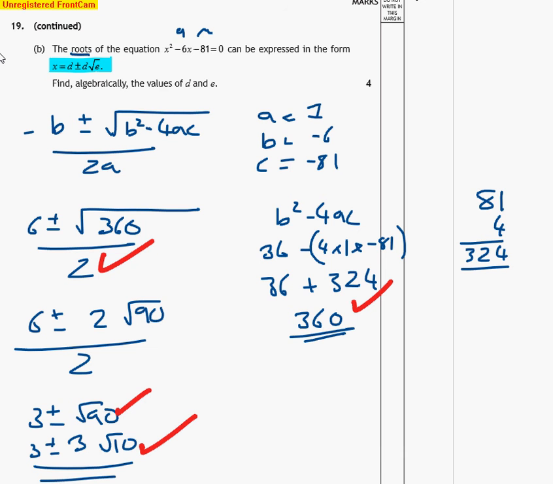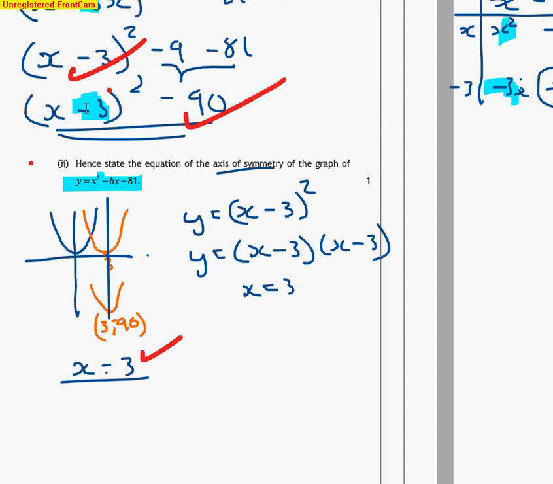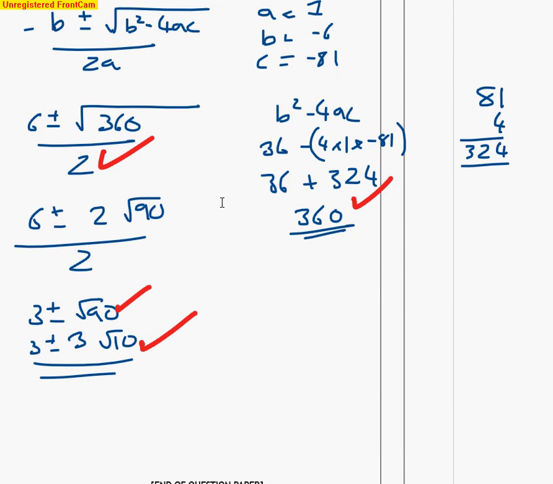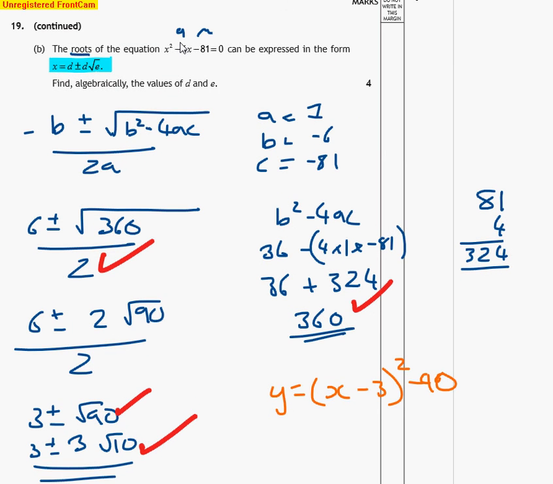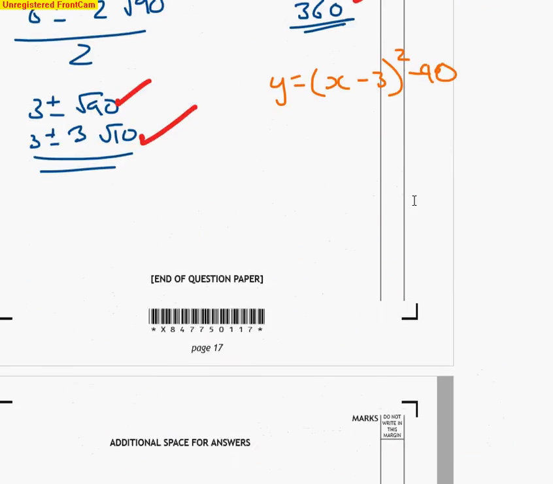But you've got to remember this is part of question 19. So if we scroll up, we worked out that it was x minus 3 squared minus 90. So I'll just put some different color pen. x minus 3 squared minus 90. So that's y is equal to. And we're saying find the roots of, because it said this equation up here, that equation is the same as this equation.